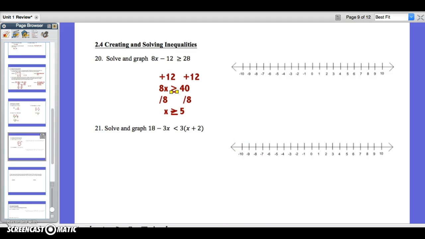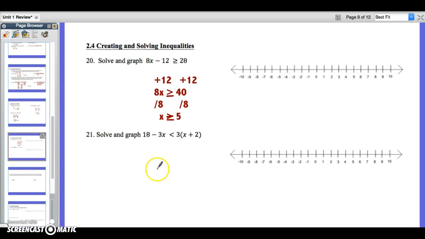Okay, now let's graph it. So I have it's greater than or equal to. So my dot is going to be filled in, and it's going to be on the 5. So I'm going to fill it in here on the 5. And then it's greater than or equal to, so my arrow is going to be going this direction. Please draw an arrow because that indicates that it's going on forever in that direction. There's my graph.